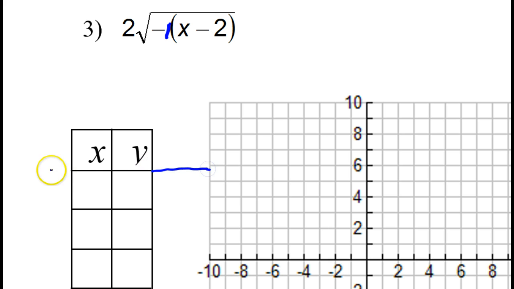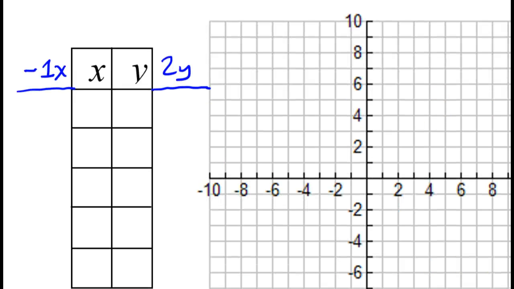All right, so we're going to need a new y column and a new x column. So for the new y column, we'll do 2 times the y's. For the new x column, what am I going to do? Right, -1 times x. Now don't forget, we are doing the reciprocal, but the reciprocal of -1 is still -1. All right, so my new, well, I guess I should have written down my original x's and y's.